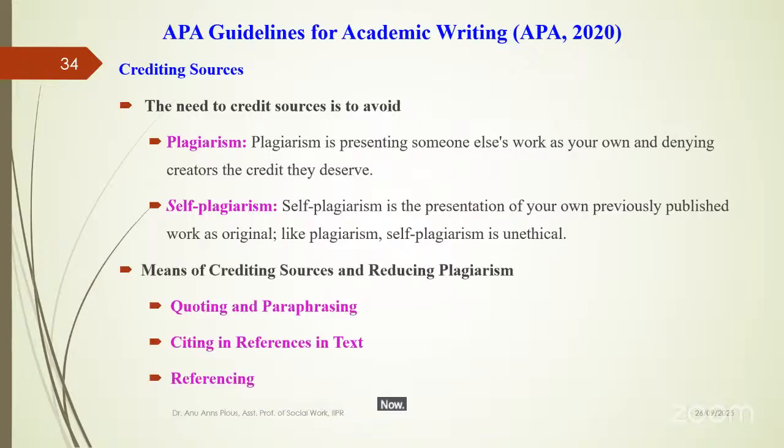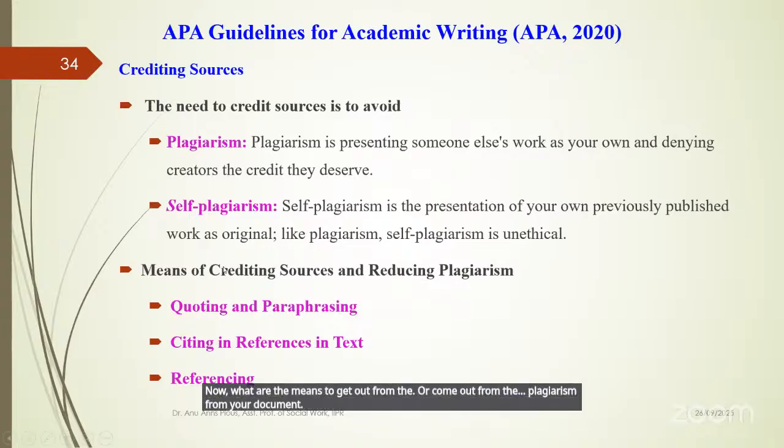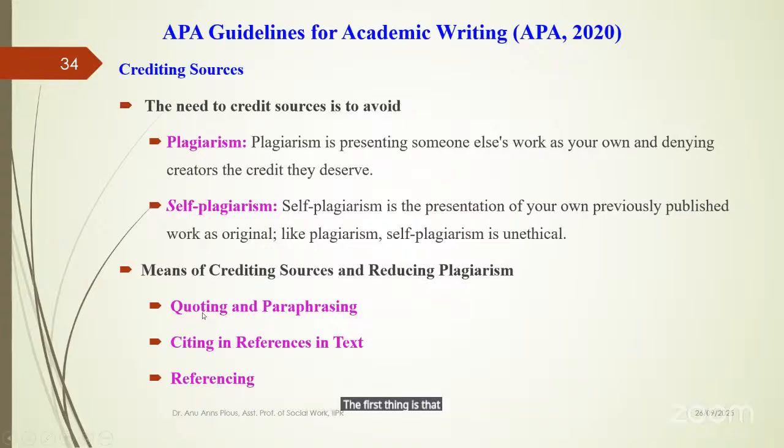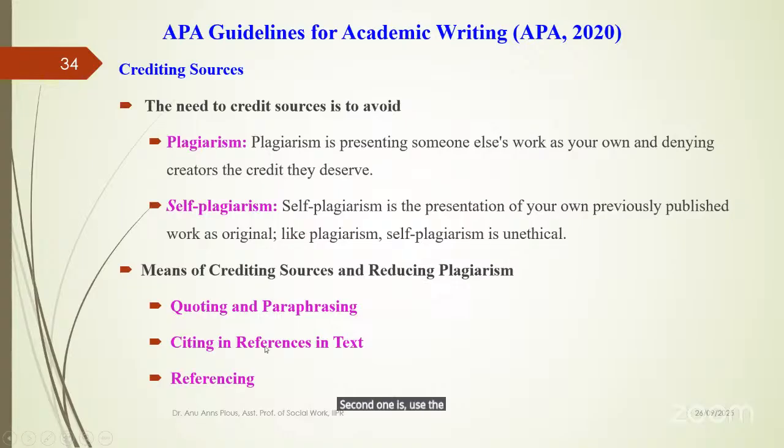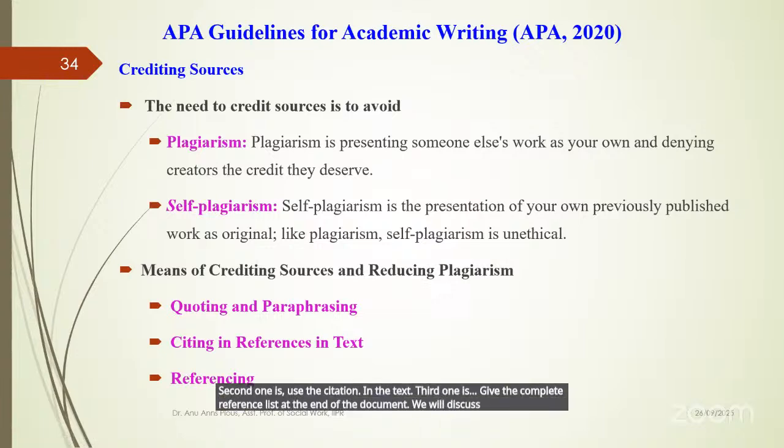Now, what are the means to avoid plagiarism in your document? The first thing is quoting, using quotations, and paraphrasing your content. Second, use in-text citations. Third, give the complete reference list at the end of the document. We will discuss all those things in detail.